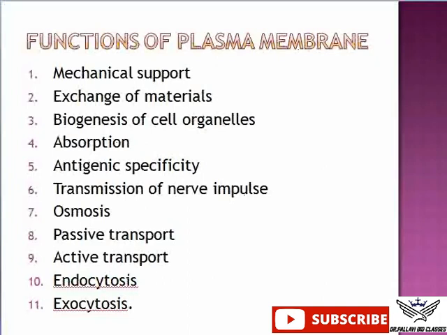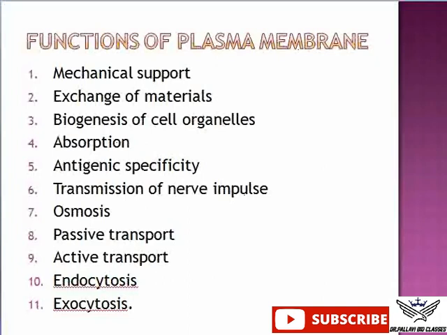Then the next is functions of the plasma membrane. Now, the plasma membrane functions are listed here. The first one is mechanical support. The plasma membrane gives shape to the cell. It also protects the cell contents and keeps the cell components in their proper place.